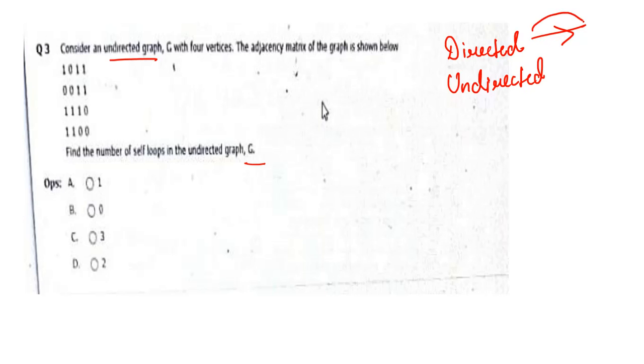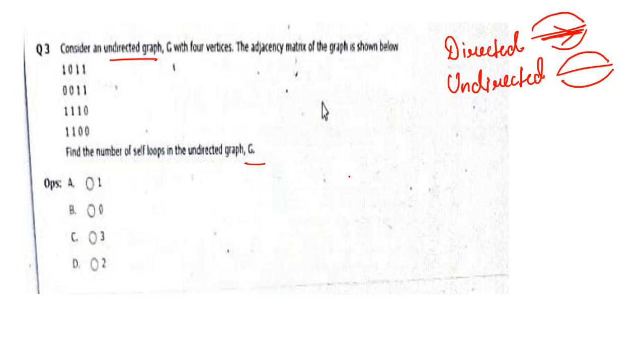So a graph is given, and they have mentioned that it is an undirected graph. We have two kinds of graphs, directed and undirected. In a directed graph there is a direction: you can move from here to here, but you cannot come back from here to here because there is only one direction. Whereas in an undirected graph, there is no direction. You can go from here to here and then back again. Everything is possible. So we have been given an undirected graph G with 4 vertices.